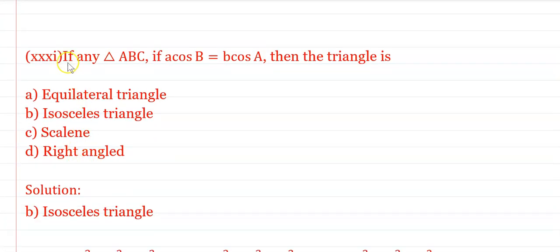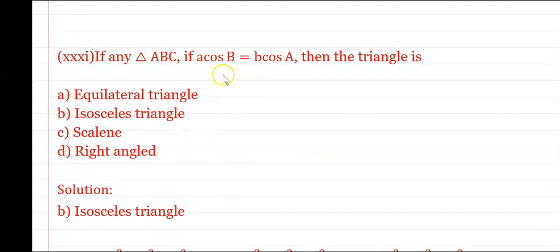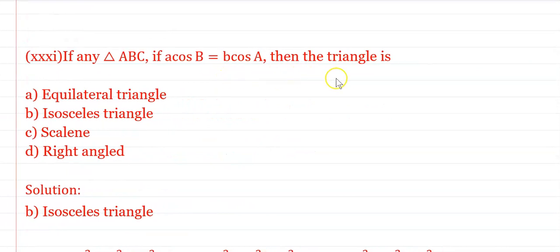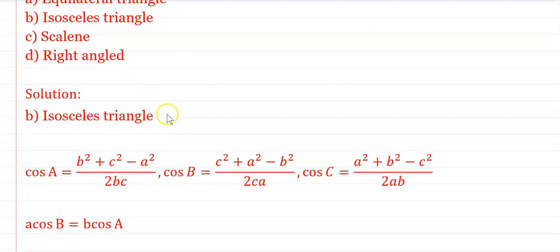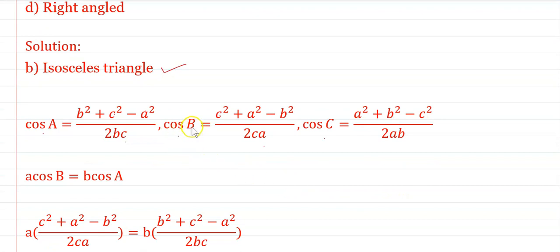Now the next, if in any triangle ABC, a cos B is equals to b cos A, then what type of the triangle is it? What is that? a cos B is equals to b cos A. The triangle is isosceles, and how? We know that cos A is equals to b square plus c square minus a square upon 2bc. Cos B is equals to c square plus a square minus b square upon 2ca. Cos C is equals to a square plus b square minus c square upon 2ab. We have been given a cos B is equals to b cos A. Substitute the values. Okay, this is the a.